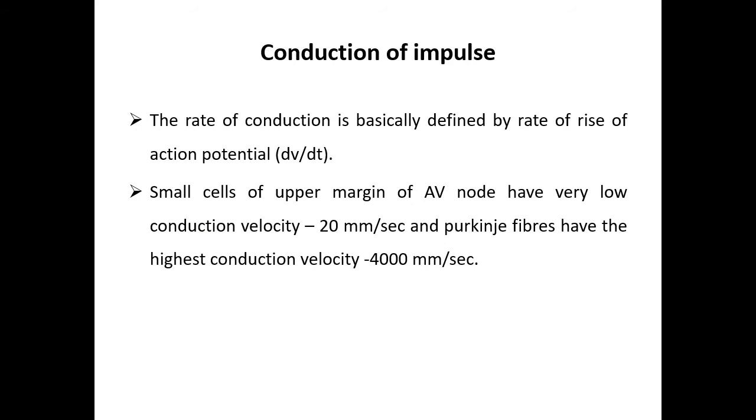So now coming to the second characteristic feature of the electricity generation in the heart, which is conduction of impulse. The rate of conduction is defined by the rate of rise of action potential. It means that in a particular time period, how much potential is attained by a particular myocardial cell determines the rate of rise of action potential, or we can say the rate of conduction. Basically, in small cells, the upper margin of every node has very low conduction velocity, about 20 mm per second, and Purkinje fibers have a high conduction velocity of about 4000 mm per second.